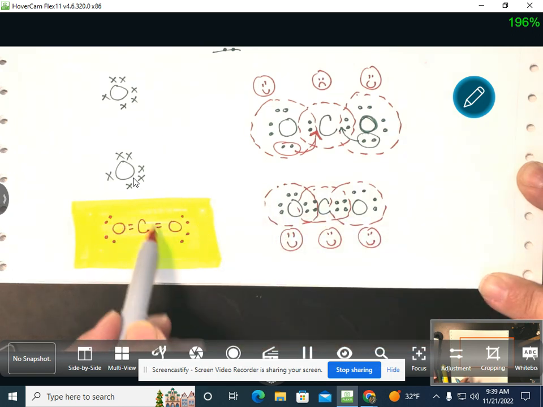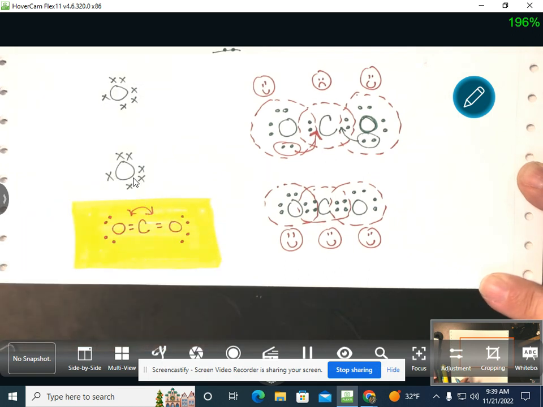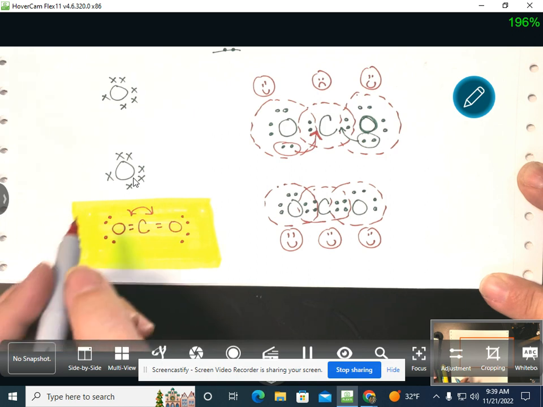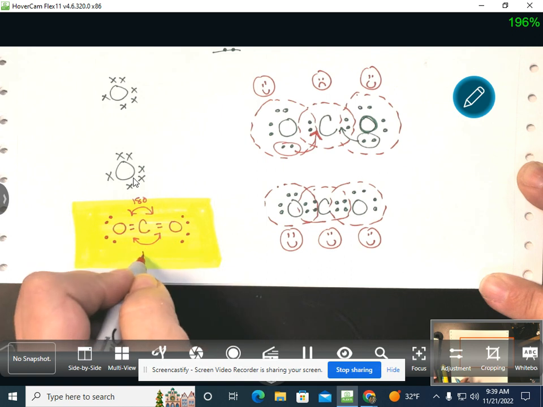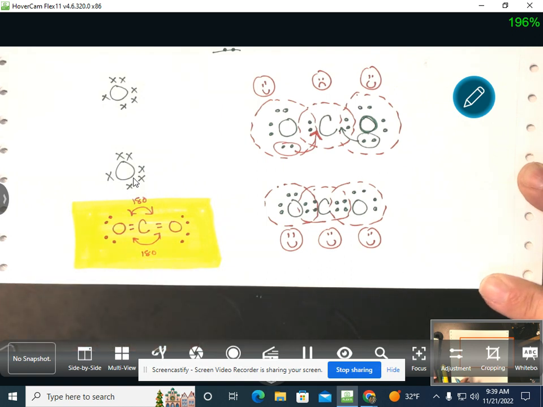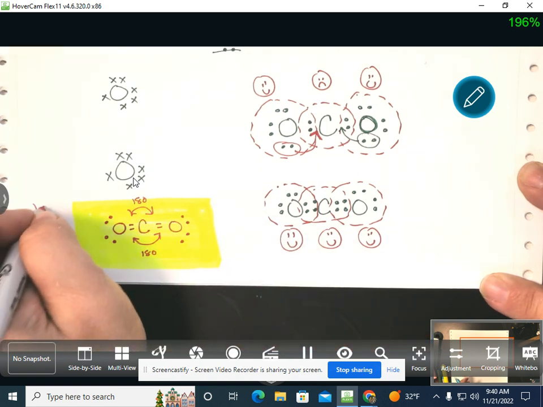There's nothing on this carbon, so what's the electron geometry of this carbon? What's the bond angle here? 180, thank you. And the bond angle down here is 180. You see that? Because there are no non-bonding pairs of electrons on this carbon, it just goes in two directions. So this is a linear molecule.